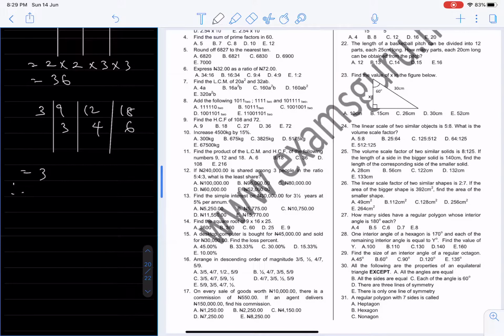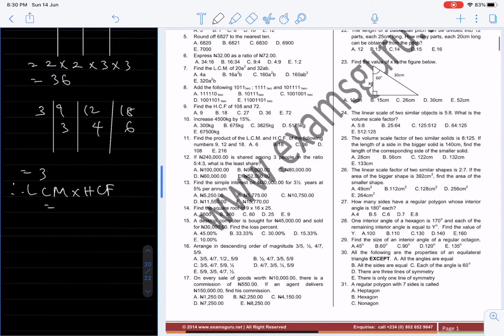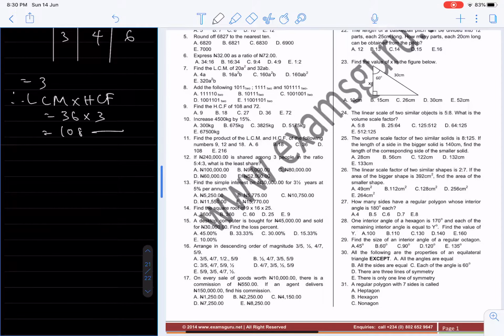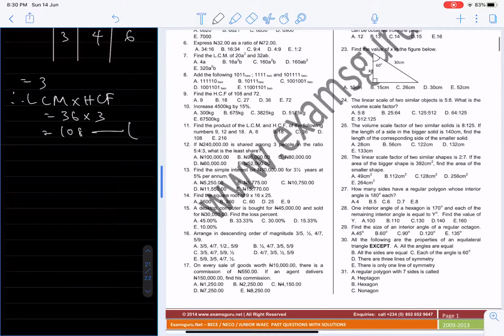Therefore, LCM times HCF. Find the product of the LCM times HCF will now be 36, which is the LCM, times 3, which is the HCF. And if you do that, that's going to be 108. Is that correct? Yeah, that's correct. And the correct option is, that's number 11, the correct option is D.